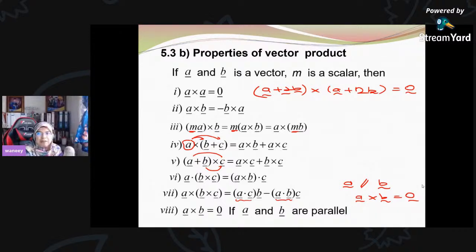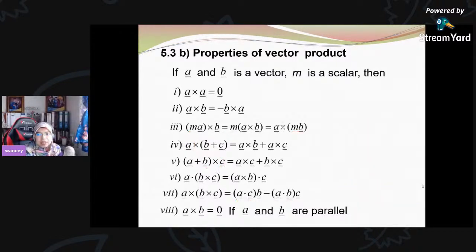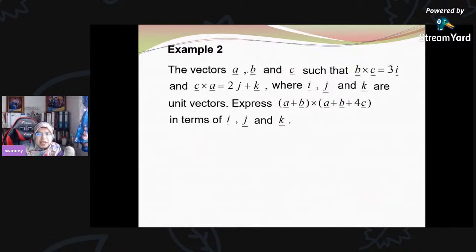Okay, so we have learned about the properties of vector product. So perhaps let us try to apply them in one question. The vectors A, B, and C are such that B cross C is equal to 3i. So we have one info over here. And C cross A is equal to 2j plus k, where i, j, and k are unit vectors, of course. Express A plus B cross A plus B plus 4C in terms of i, j, and k.